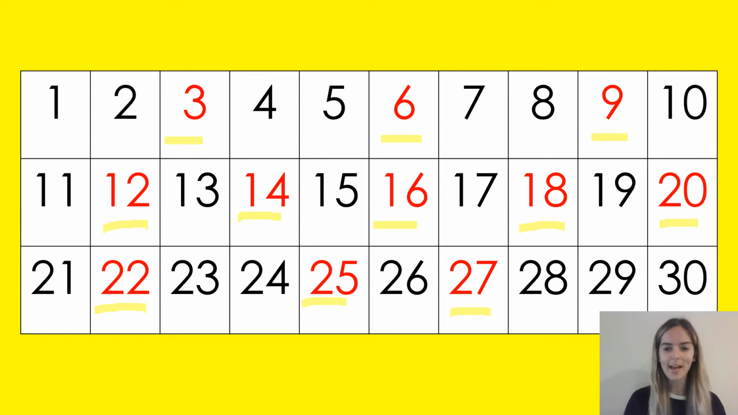Well, I hope you were able to do that, everyone. Now let's look at it one more time of the numbers that we're missing. So I'm just going to read the numbers that we're missing, and you can see that they are in red, and I've also underlined them in yellow. So we had 3, we had 6, we had 9, 12, 14, 16, 18, 20, 22, 25, and 27.